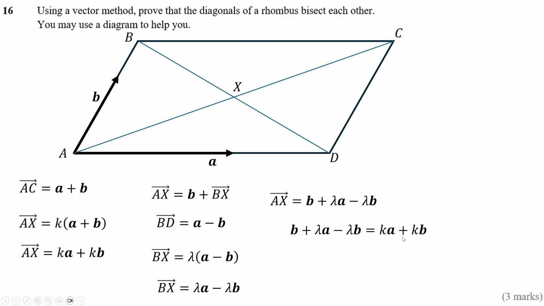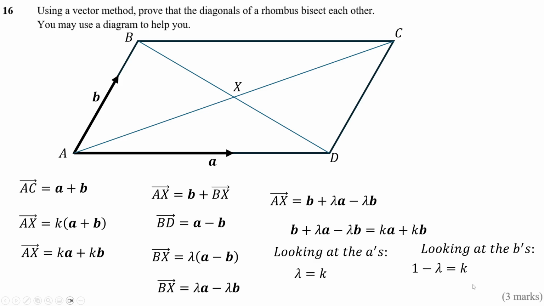Now we're going to equate coefficients. What that means is looking at the coefficients for each vector. So if you look at the A's, what's around the A, you've got a lambda here and a K here. So we're saying that lambda equals K. Now we're looking at the B's. We have 1 minus lambda equals K. We know that lambda equals K, so we can say that 1 minus K equals K.